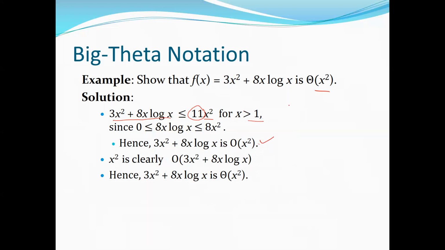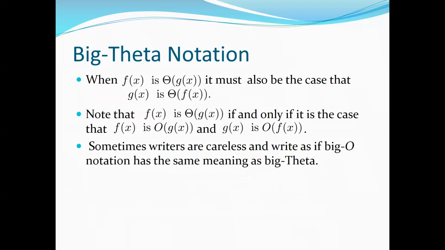Then we can see that x squared is also clearly a lower bound of this one. In other words, 3x squared plus 8x log x is also greater than or equal to x squared. We can prove that inequality. So if both are true, we can simply say that this belongs to theta of x squared. There are several examples in the exercise that will be given to you as homework to prove those inequalities.